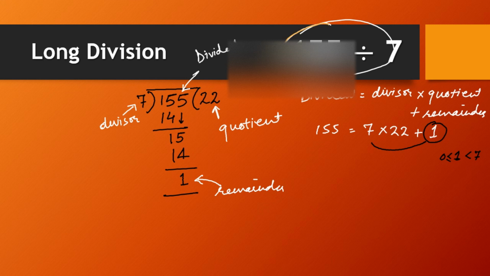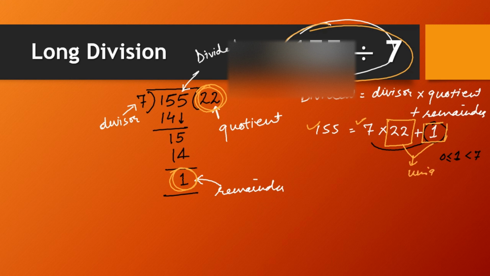So remainder is greater than or equal to 0 but less than the divisor. Now if we divide these two numbers n number of times, you divide it 10 times, 20 times, 30 times, every time the quotient will be 22 and remainder will be 1, provided your division is correct. Which means for these two given numbers 155 and 7, quotient and remainder are unique numbers. So 155 equals 7 times 22 plus 1, where 22 and 1 are unique numbers. Always we'll get the same two numbers.